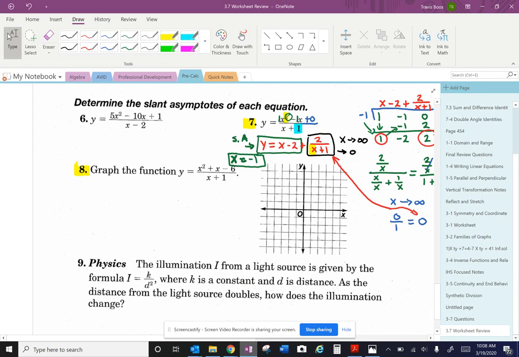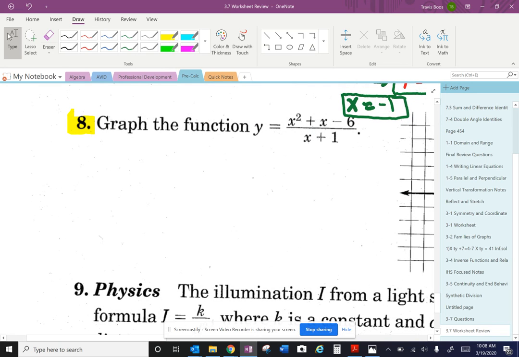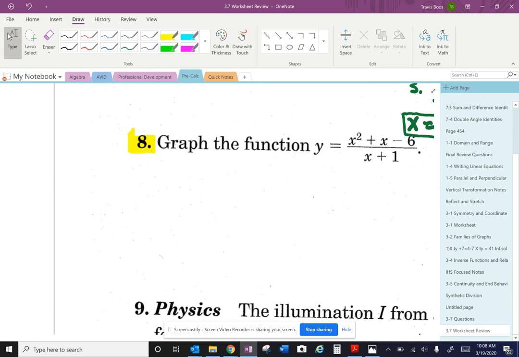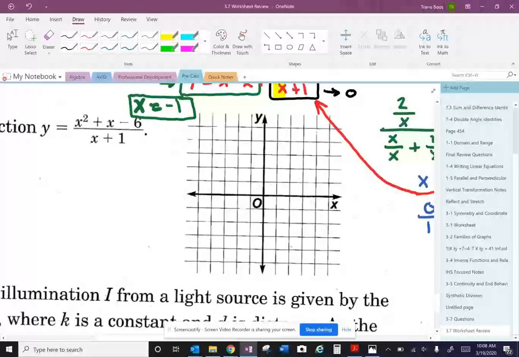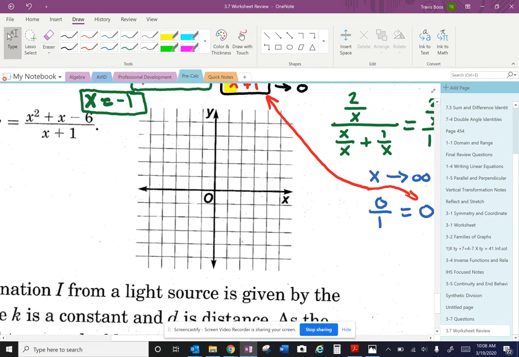Let's go to my other tab. Graph the function y equals x squared plus x minus 6 all over x plus 1. Well, I'm going to just pull out the information I know right away. Right away, I know that there is a vertical asymptote at x equals negative 1 because it's undefined there.